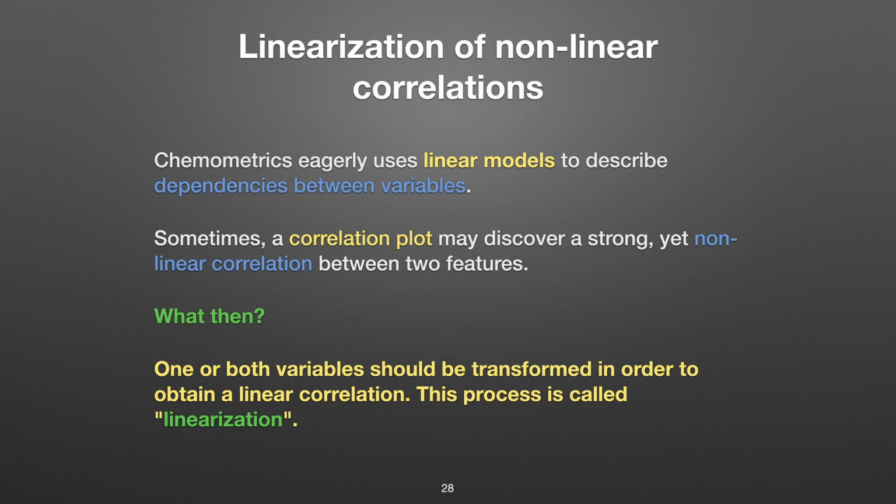Now we move to the second big reason for transforming variables, linearization. Chemometrics loves linear models when describing dependencies between variables, but sometimes a correlation plot reveals a relationship that is clearly strong, yet clearly non-linear. In that situation, one or both variables should be transformed so that the relationship becomes linear. That process is called linearization.